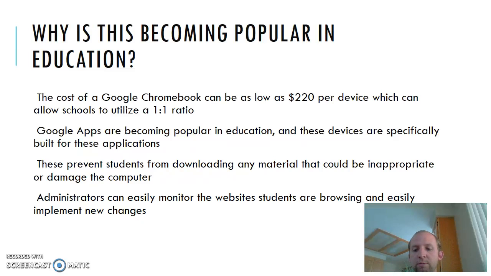So why is this becoming so popular in education? A big reason is that the cost is so low. The cost can be as low as $220 per device, and it allows schools to use a 1-to-1 ratio, meaning for every student, there is one Chromebook. Google Apps are becoming more popular in education, and these Chromebooks are built specifically for this. And they're also very easy to manage. Administrators can monitor the websites students go on, and they can also prevent students from downloading any material that's inappropriate or could damage the computer.